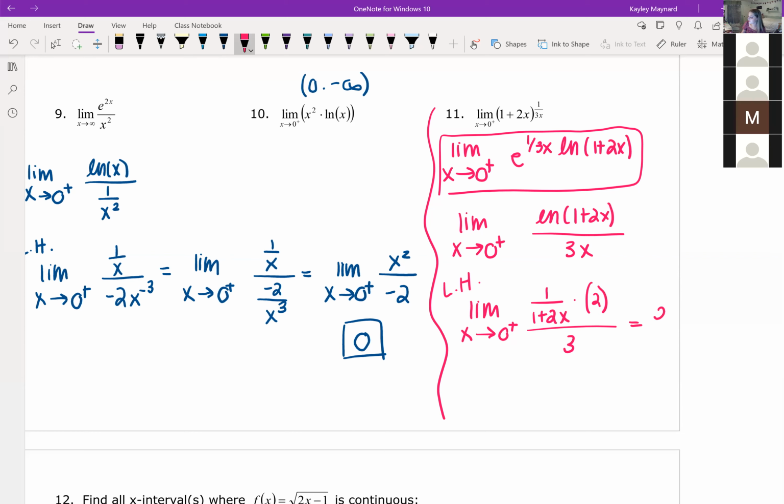which is just going to give you 2/3. Don't stop here though, because remember at the beginning, we went ahead and just disregarded the e in a sense, and we looked at the exponent. So now we have to bring the e back in, and your answer becomes e to the 2/3.